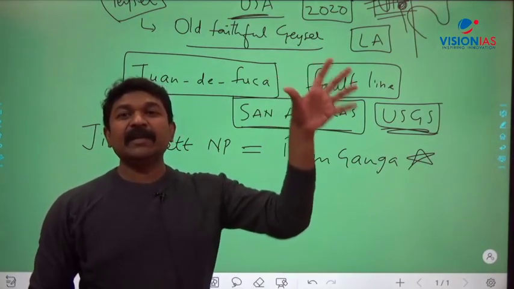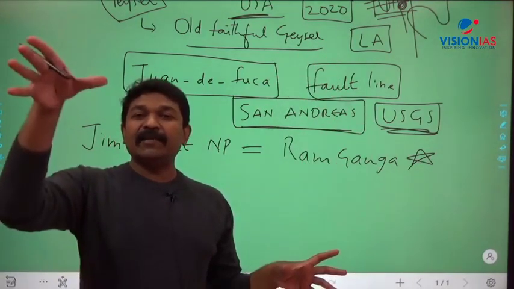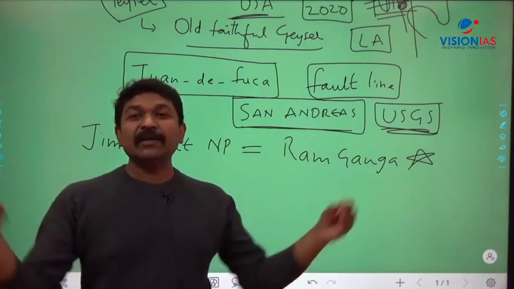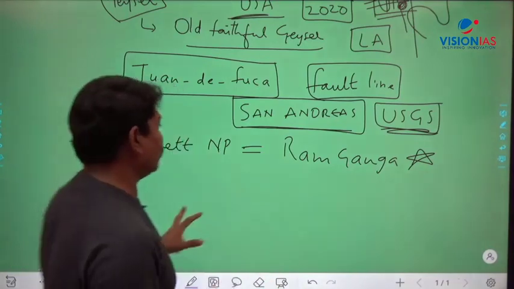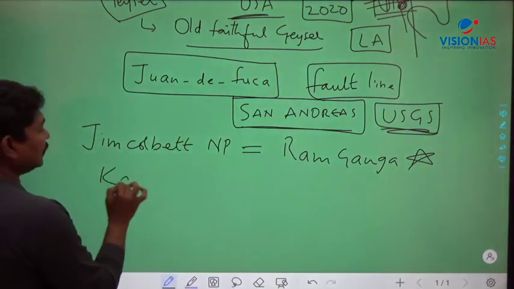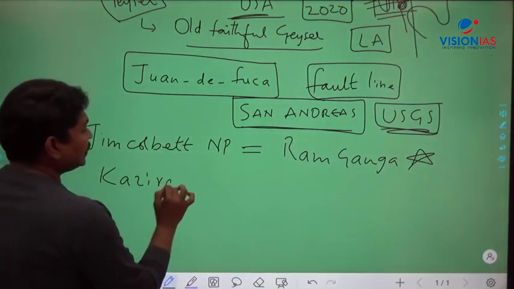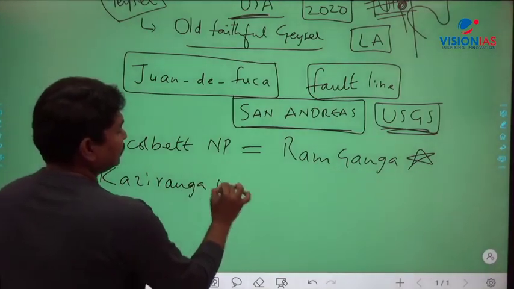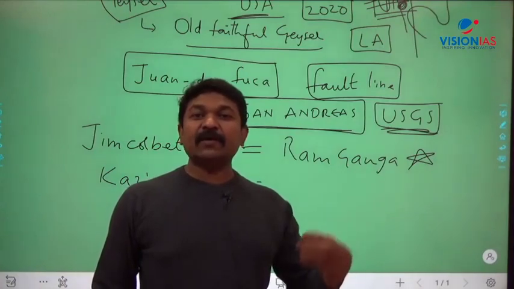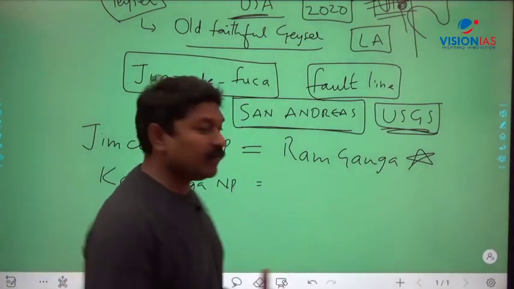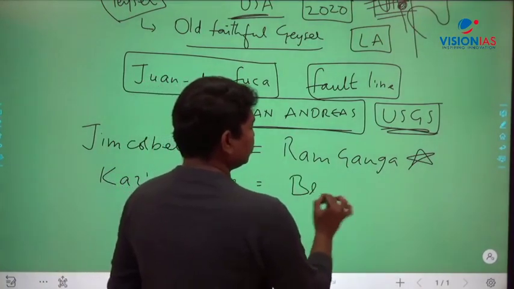They will be giving the names of the rivers on one side. They will be giving the national parks on the other side. You need to match, you need to club. Such type of questions. I will give one other question. Like the next one, Kaziranga. Kaziranga National Park, where is it? It is in the state of Assam. The very important river is called Brahmaputra.